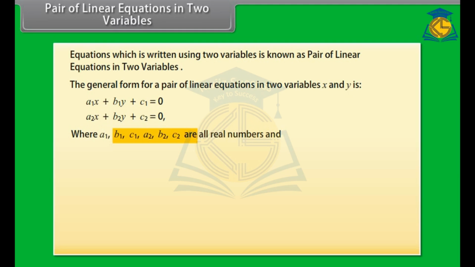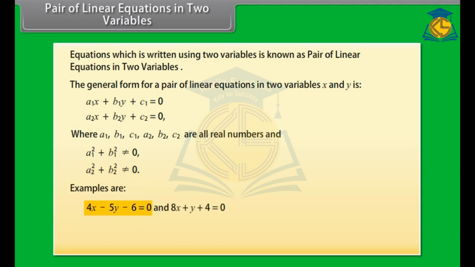all real numbers, and a1 square plus b1 square is not equal to 0, a2 square plus b2 square is not equal to 0. Examples are 4x minus 5y minus 6 is equal to 0 and 8x plus y plus 4 is equal to 0. x plus y is equal to 12 and 7 is equal to y.